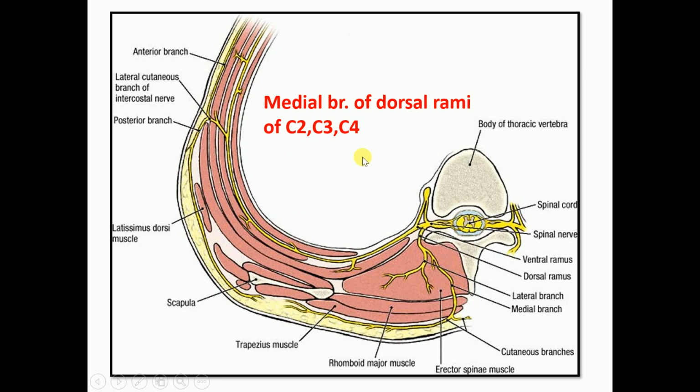The rest of the back is supplied by branches of the dorsal rami of the thoracic, lumbar and sacral spinal nerves. These cutaneous nerves which supply the skin are the greater occipital nerve C2, third occipital nerve C3, and cutaneous branches of C4 and C5. In short, these medial branches of dorsal rami of C2, C3, C4 supply the skin of the back of the neck.